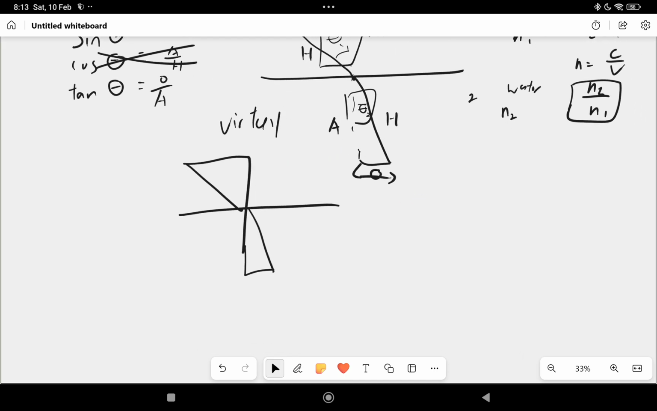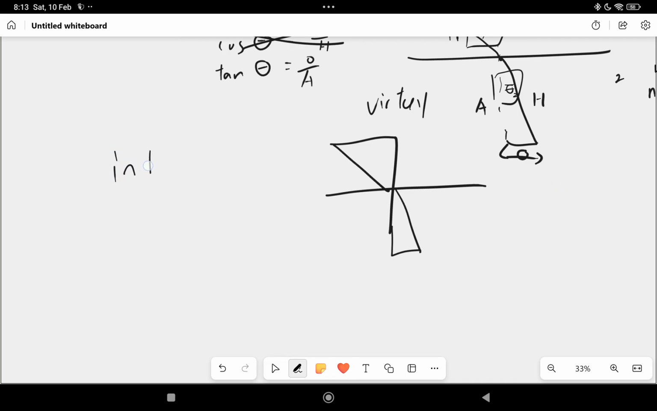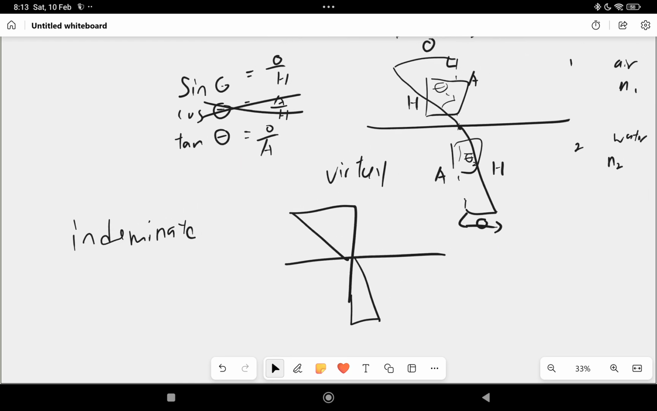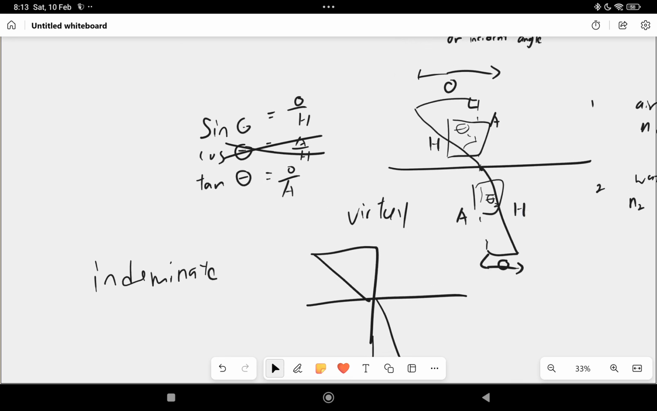In higher-level English, it would be indeterminate. It's not an actual value. It's not a real value. So you cannot use A. That means tan theta is cancelled out.